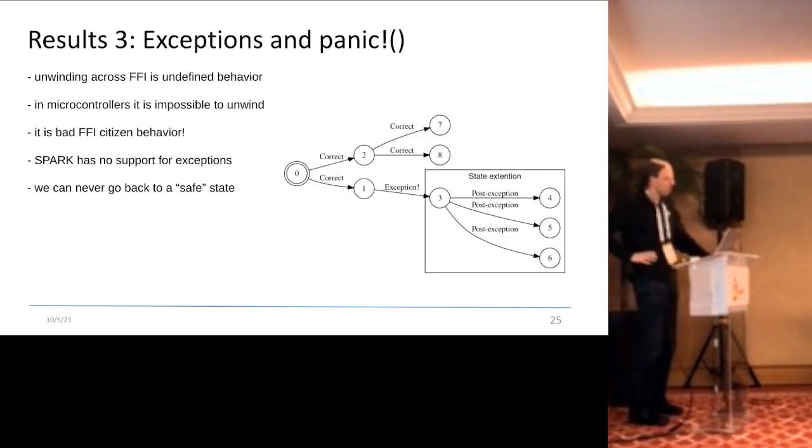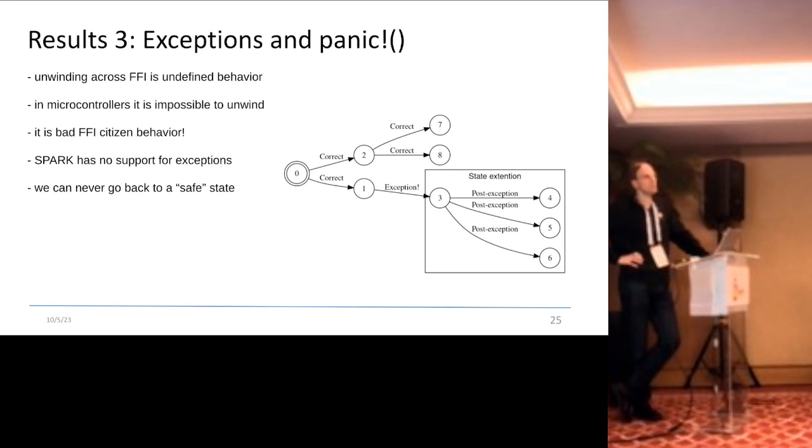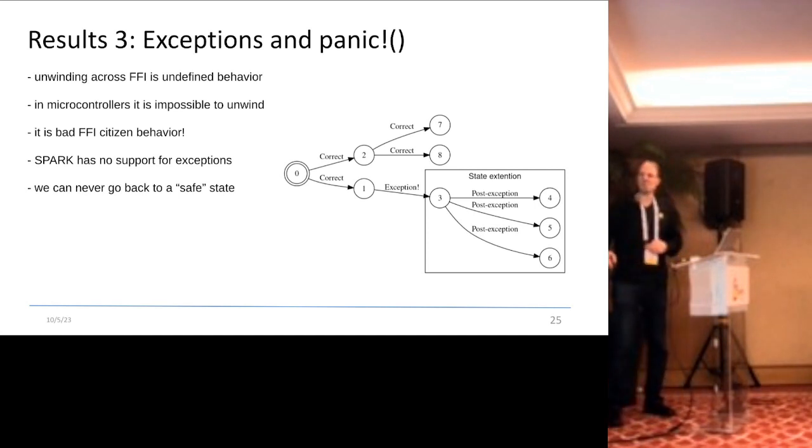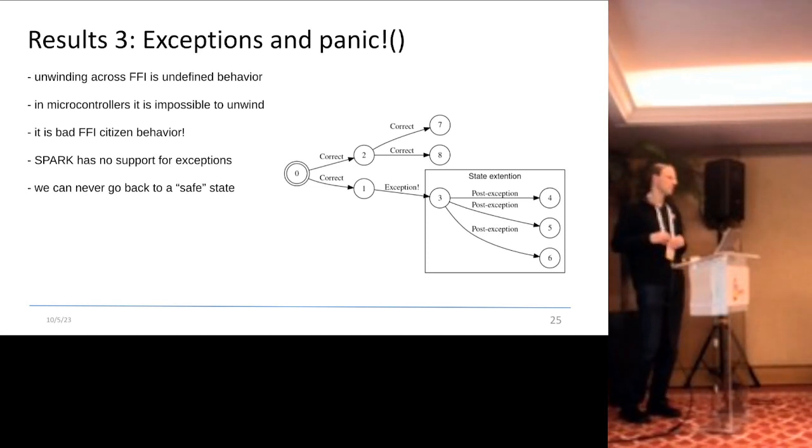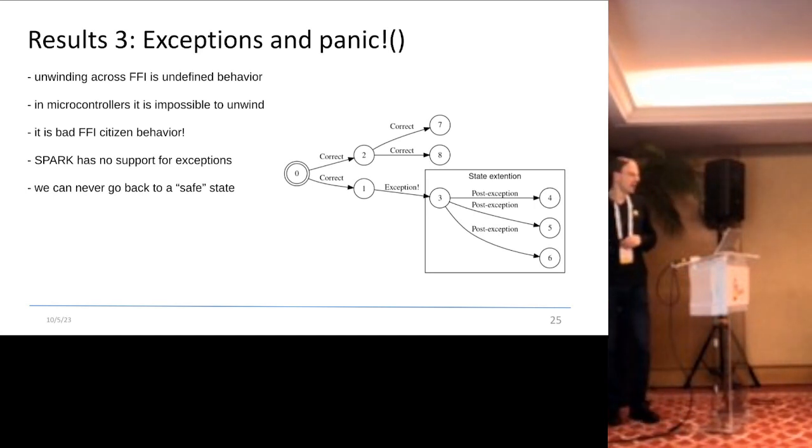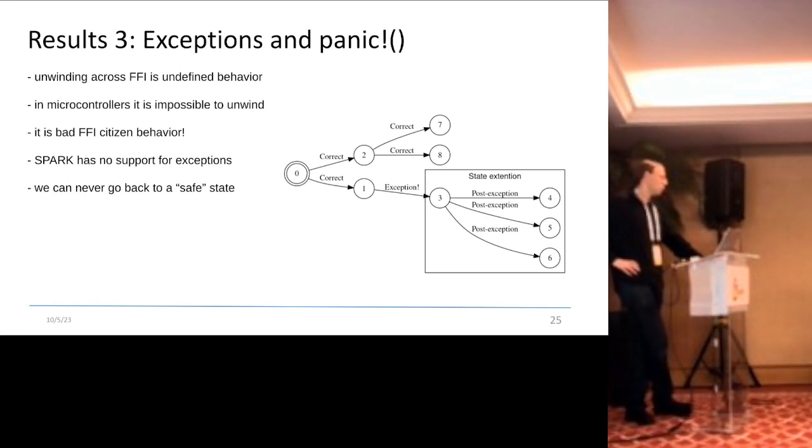Furthermore, both languages have exceptions, which are a great way to manage error states. Unfortunately, you cannot use exceptions across the language boundary. So this would violate these good citizen behaviors for the foreign function interface. The reason is that Spark doesn't directly use exceptions, and the state at which you would end up when propagating exceptions through the language boundary is not defined.